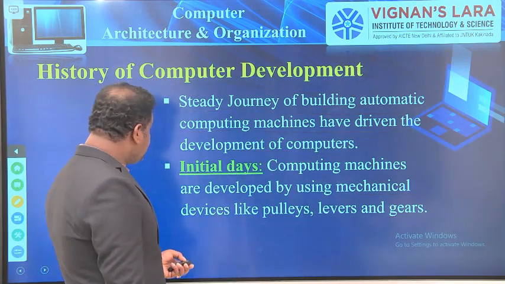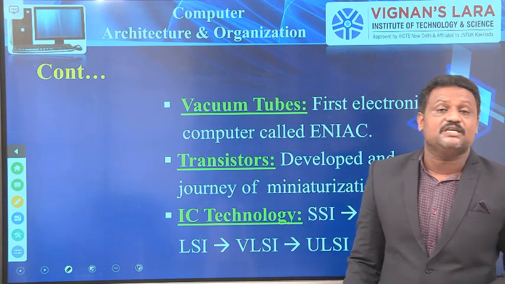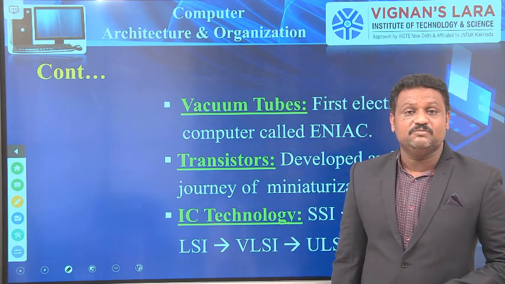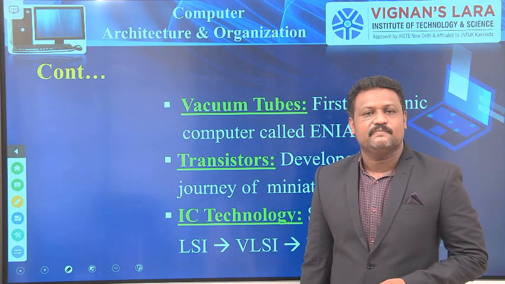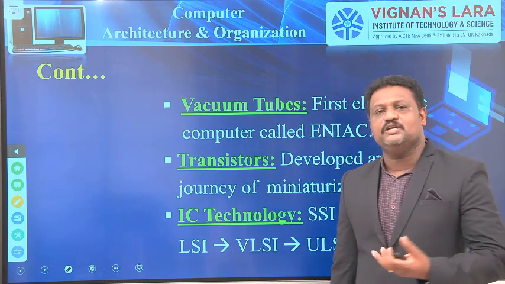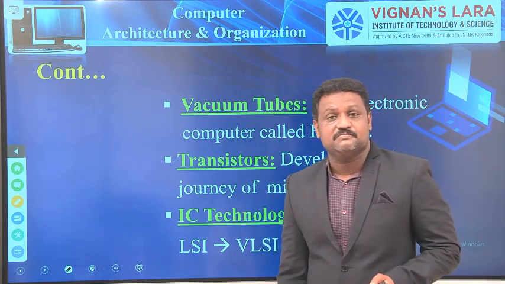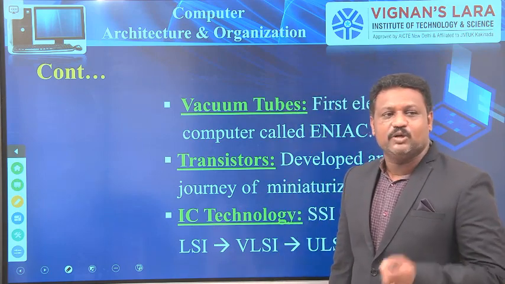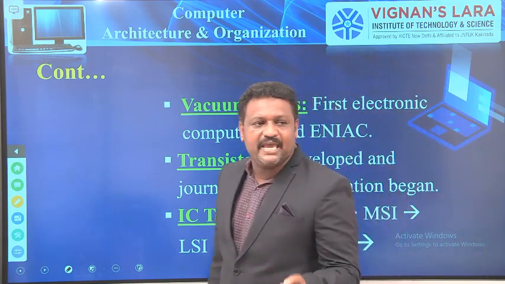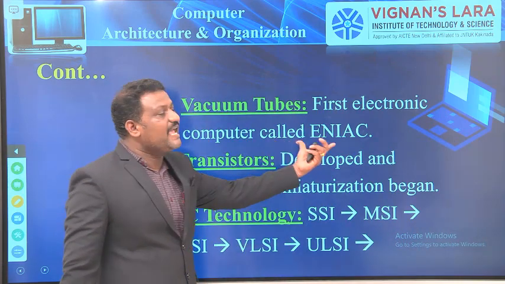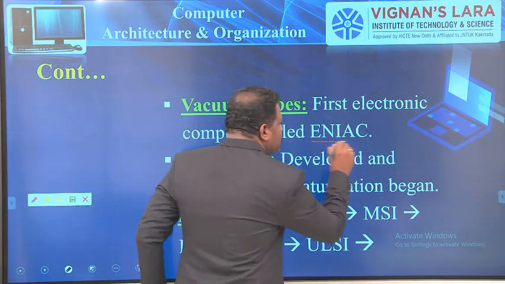Once vacuum tubes came onto the picture, the designing of computers changed somewhat. Vacuum tubes are electronic devices. Once you utilize electronic devices in the designing of computers or computing machines, the speed of operation of the machine increases, and its size may be reduced. These two advantages we get by utilizing vacuum tubes. Now see here friends, by using vacuum tubes we made the first computer in the world, which is ENIAC, the first electronic calculating machine we designed with the help of vacuum tubes.